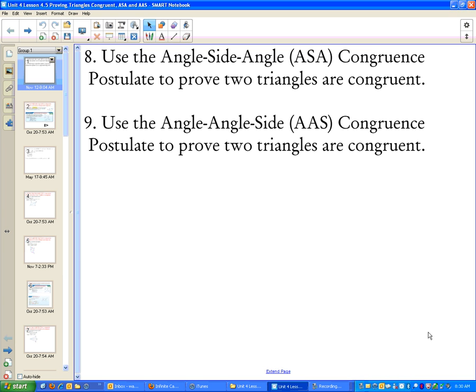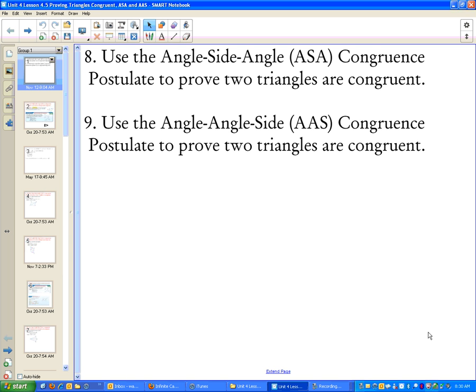All right, so now we're going to do angle, side, angle, and angle, angle, side. So we're on page 273. Two learning targets: use the angle, side, angle congruence postulate to prove two triangles are congruent, and use the angle, angle, side congruence postulate to prove two triangles are congruent. Our book calls these postulates.